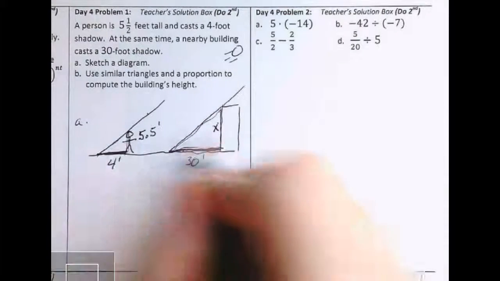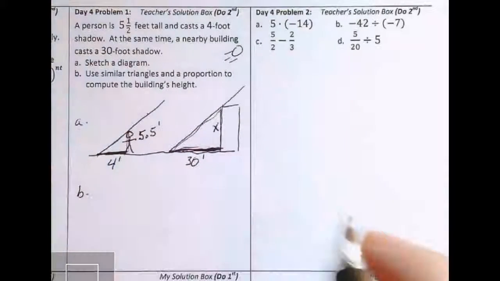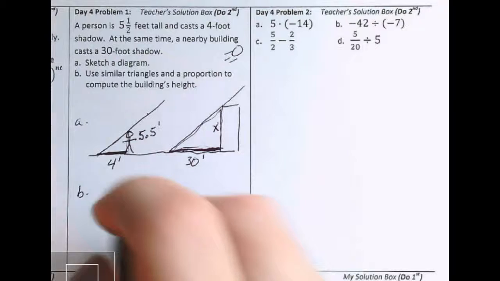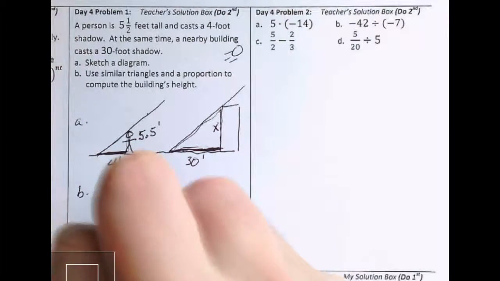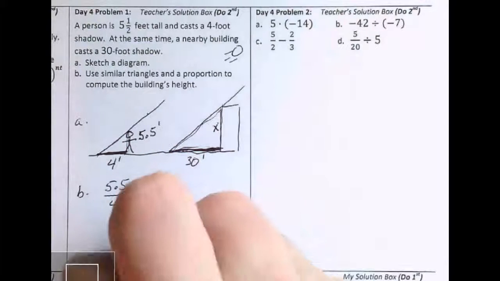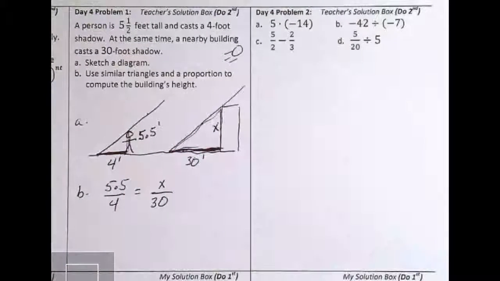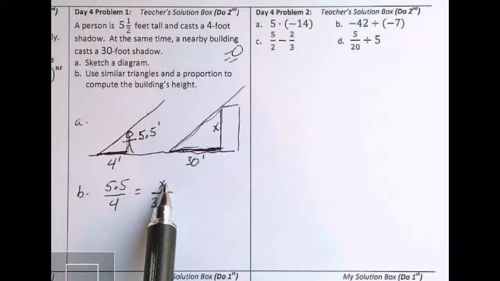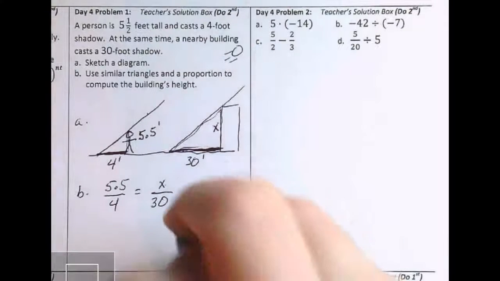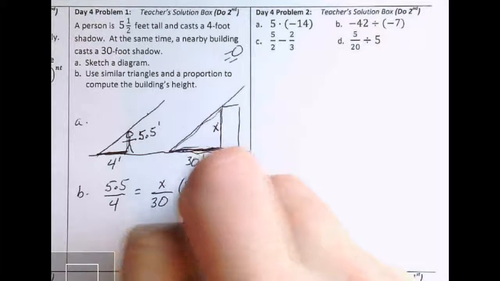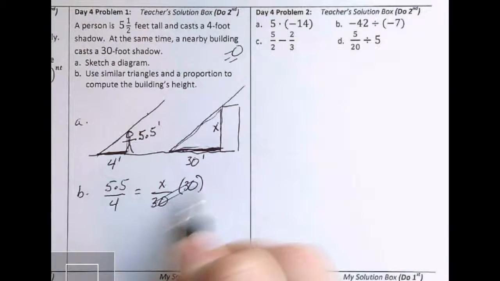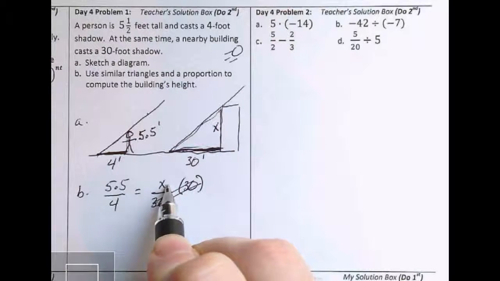Now, these similar triangles have corresponding parts, which we can match to each other in a proportion. So 5.5 can be paired with the 4, and the X can be paired with the 30. Here's our proportion. We can solve this proportion just like we solve an equation. The X is here and it has divide by 30 on it right now, so the opposite of divide by 30 is to multiply by 30. So multiplying by 30 crosses out the 30, getting the variable alone.